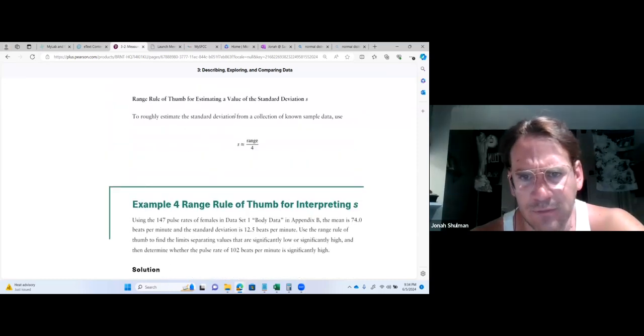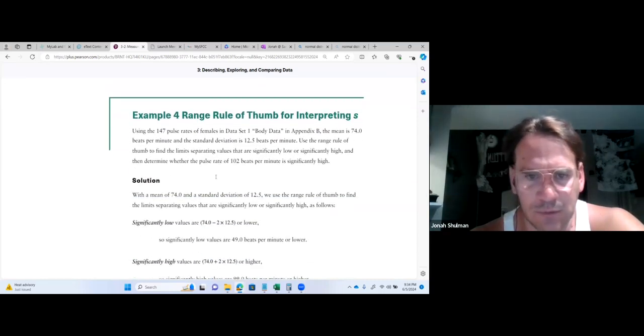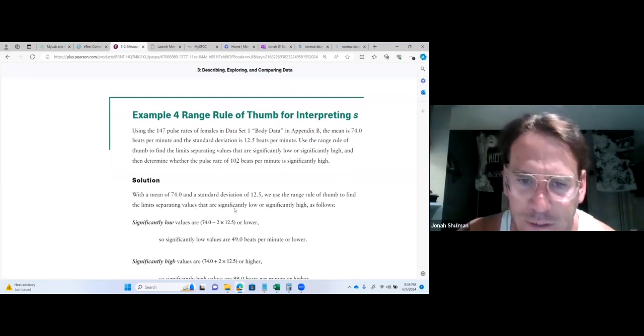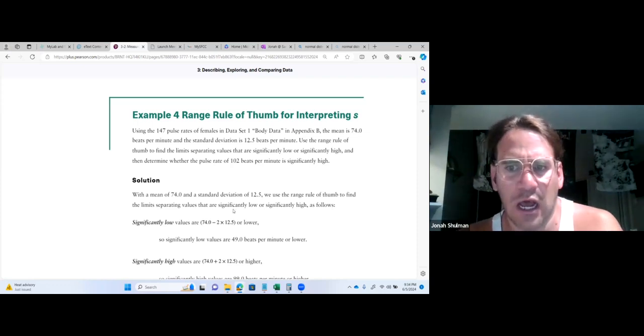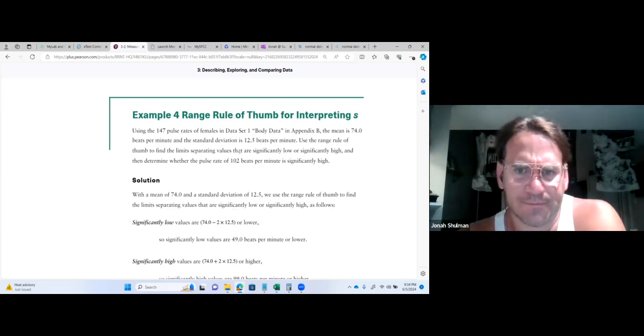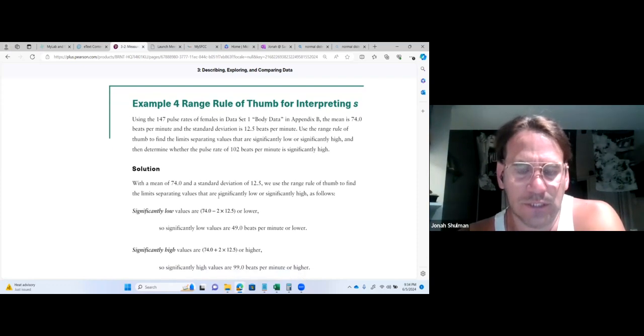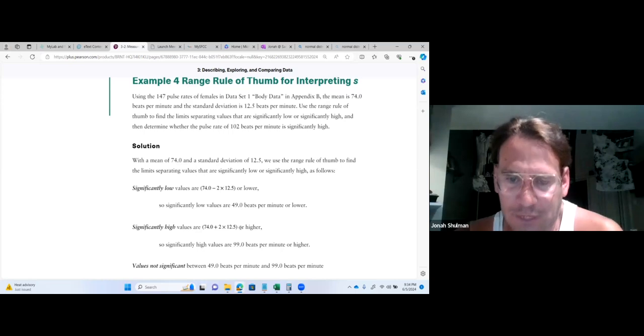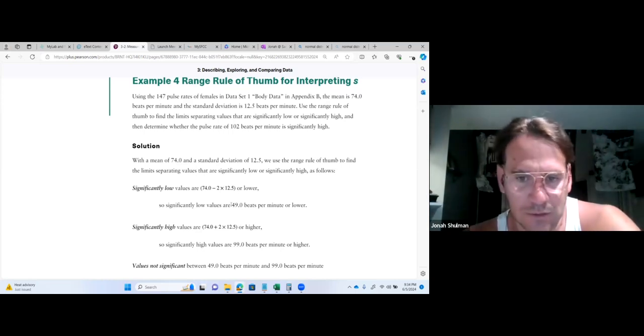To roughly estimate standard deviation from a collection of samples, use this. So 40, 74, and the rule of thumb to find the limit separating significantly low from significantly high. I like using this idea. We just take the mean minus 2 times that for the lower limit, and we add 2 times that for the higher. This is smart. I like this idea.